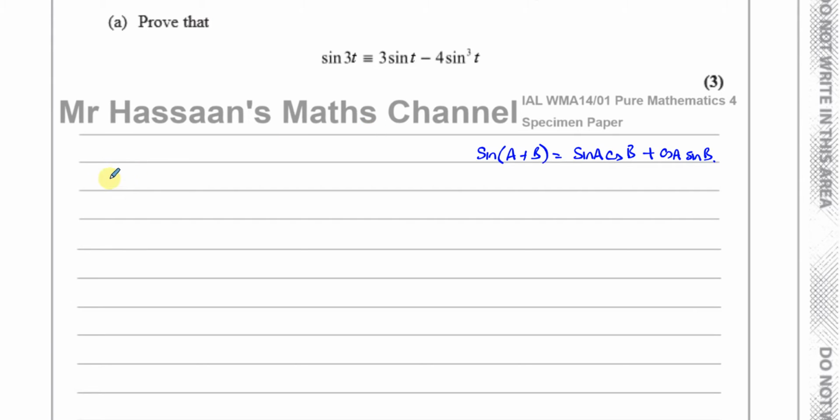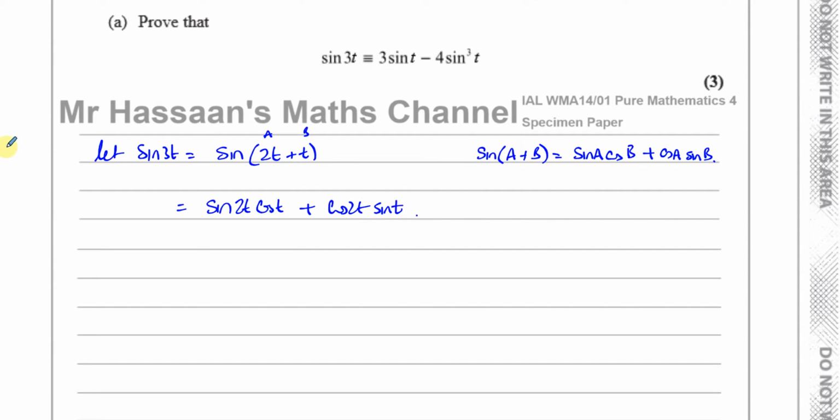So what I'm going to do is say that let's call sine 3t, sine 2t plus t. They're the same thing, right? So I can say that this is like my A and this is like my B when I'm thinking about that formula. So this is going to be the sine of A times the cosine of B, so sine of 2t times the cosine of t, plus, and then I have the cosine of 2t times the sine of t.